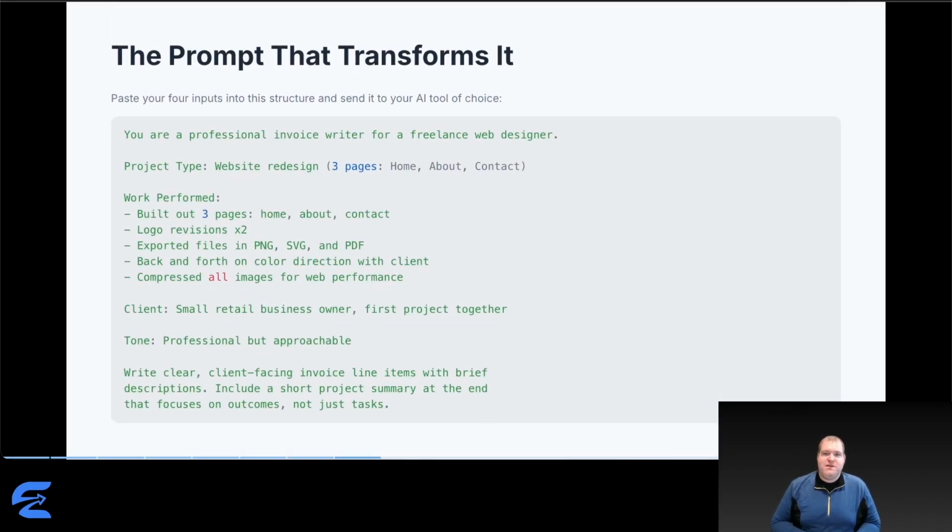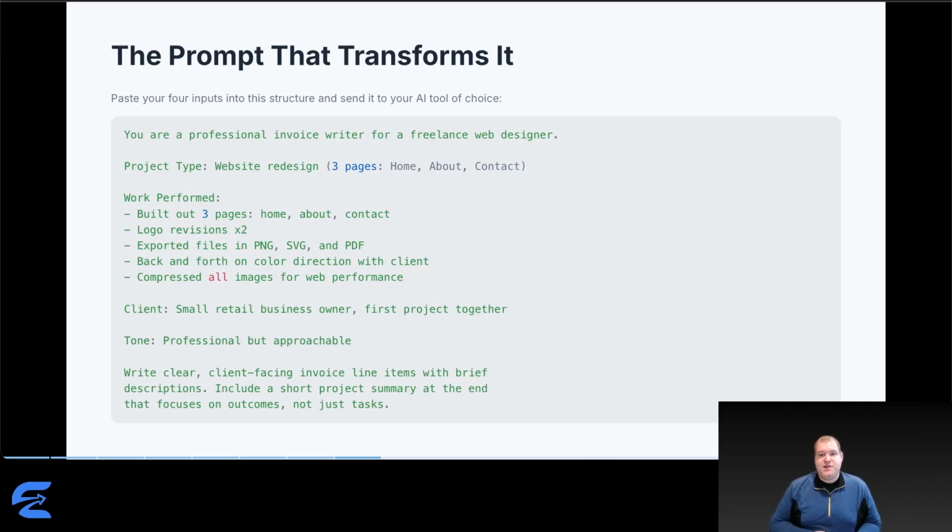Here's what the full prompt looks like with the notes loaded in. The opening line establishes the role: professional invoice writer for a freelance web designer. That framing matters because it activates the kind of professional language patterns AI draws from when constructing the output. Then the 4 fields follow in order: project type with enough specificity to be useful, the raw work notes pasted in exactly as written, client context so AI knows the relationship, and the tone preference.